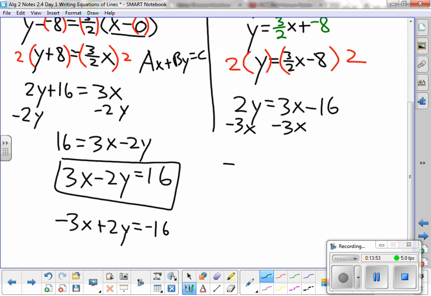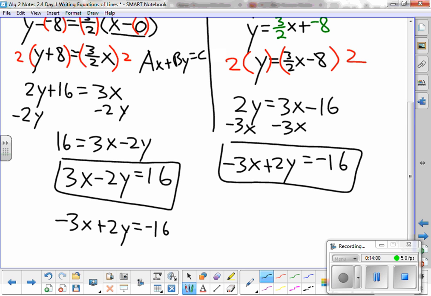So you're going to get negative 3x plus 2y equals negative 16. Now keep in mind, these two are equivalent. It's like you just multiplied both sides by negative 1. Actually, it's not kind of like that, it is that. So they are equivalent equations.